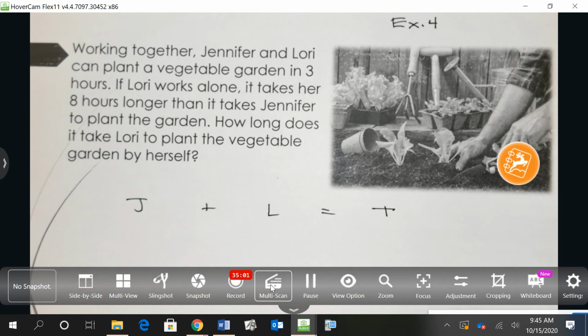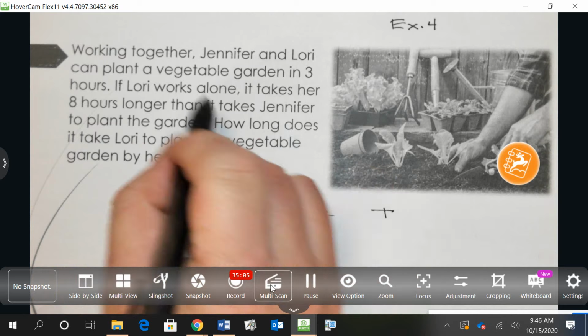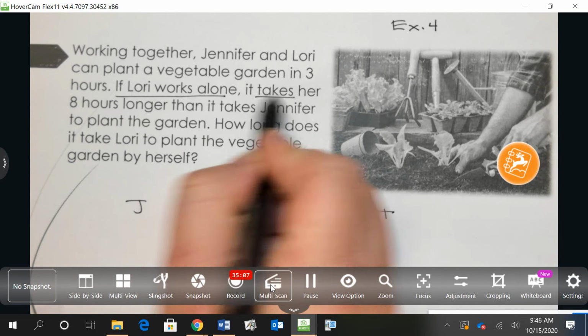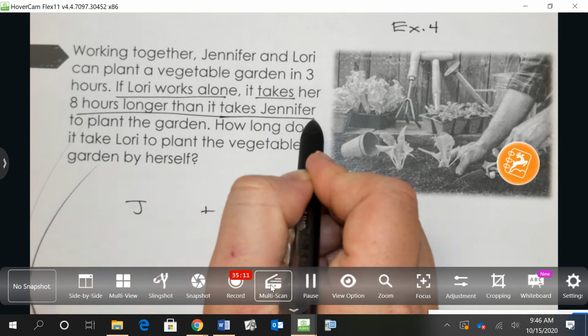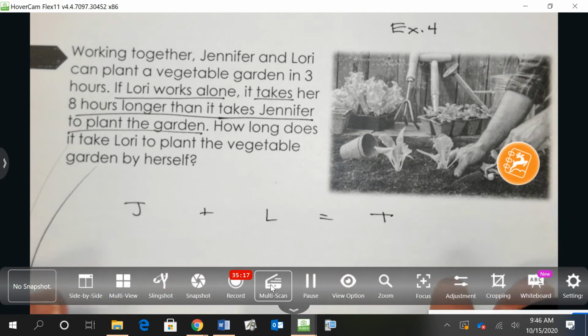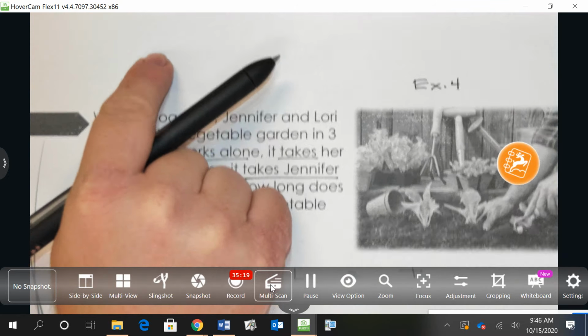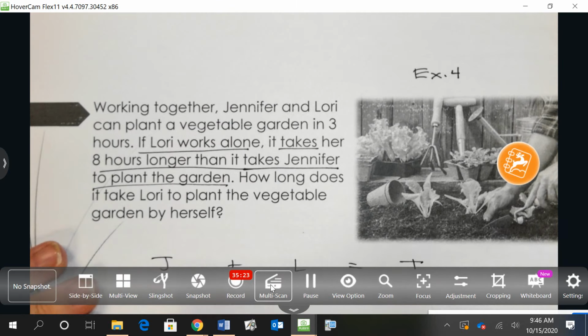Okay, let's see what's happening here. If I go up, it says if Lori works alone, it takes her 8 hours longer than it takes Jennifer. So Lori is slower. Jennifer is the quicker one. There's a couple different ways that you can do this, but in the end your final answer would be the same.